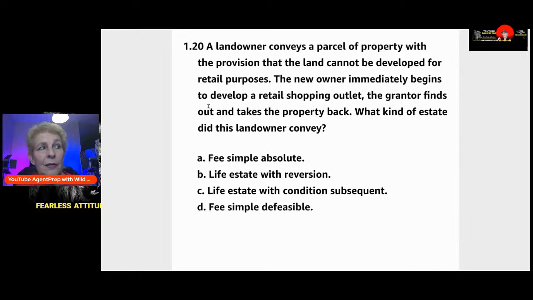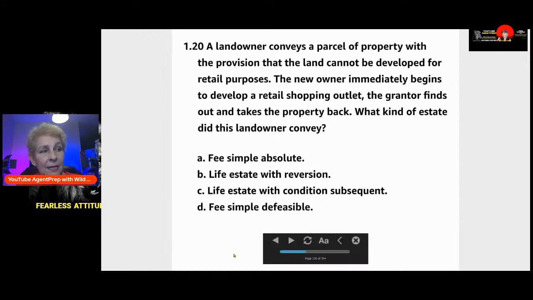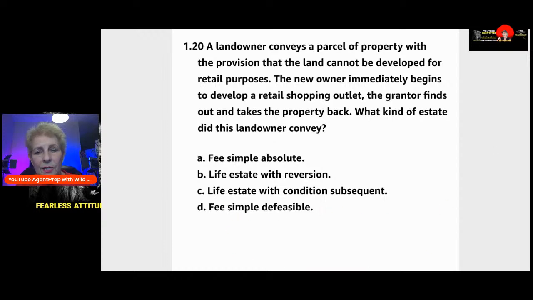The new owner immediately begins to develop a retail shopping outlet. They didn't understand what defeasible was. The grantor finds out and takes the property back. So the owner granted it, gifted it, conveyed it with a condition. The title was conveyed only if they followed the rules of using it for public use, other than a retail business. So the answer is D, fee simple, defeasible.